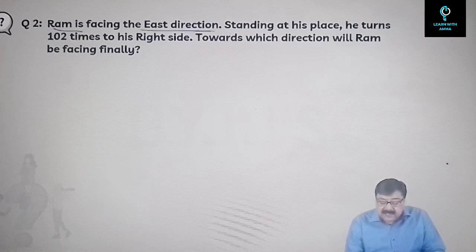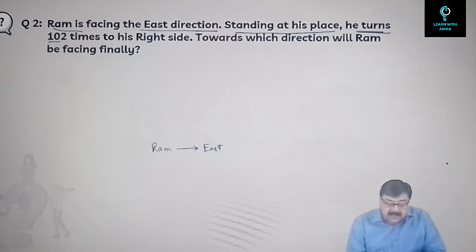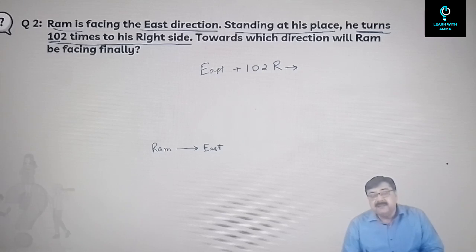Now similarly, have a look at this question. Ram is facing the east direction. Alright, so this is Ram and he is facing the east direction. Standing at his place, wherever he is standing, he turns 102 times to his right side. So east plus 102 right turns. Now towards which direction will Ram be facing finally?